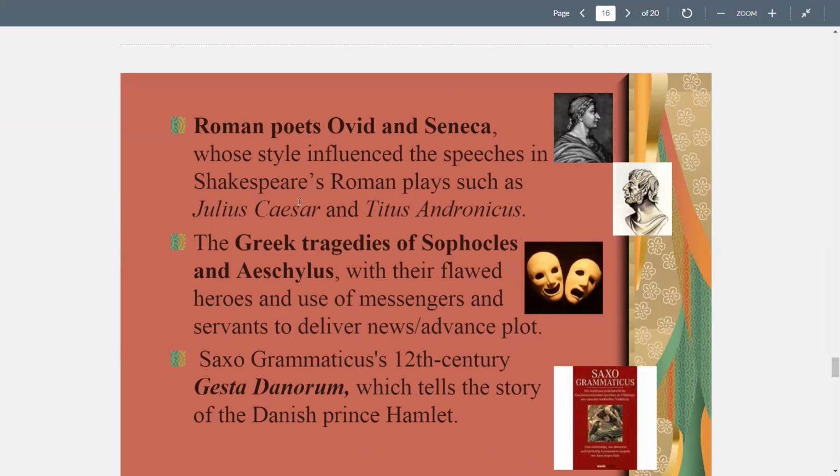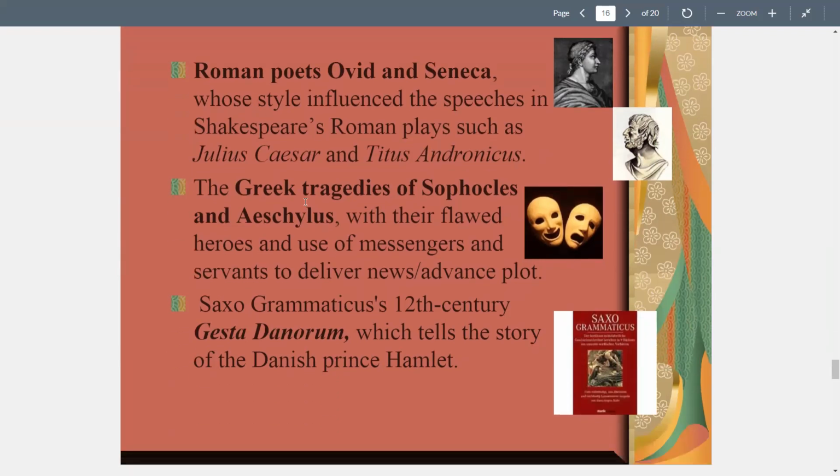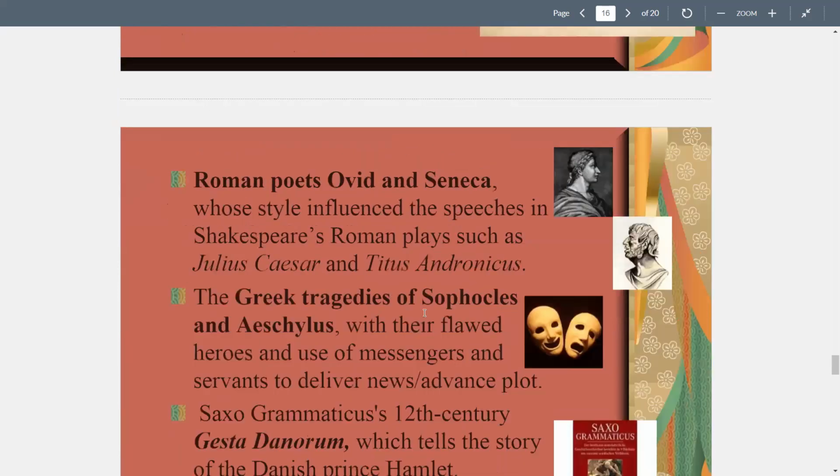The Greek tragedies of Sophocles and Aeschylus, with their flawed heroes and use of messengers and servants to deliver news and advance the plot, are definitely an influence. We can see especially the messenger who brings to Romeo the news that Juliet has died, which helps him return to Verona. And so there's that. Saxo Grammaticus's 12th century Gesta Danorum tells the story of the Danish prince Hamlet. That was a big influence. British history itself, especially with his history plays.